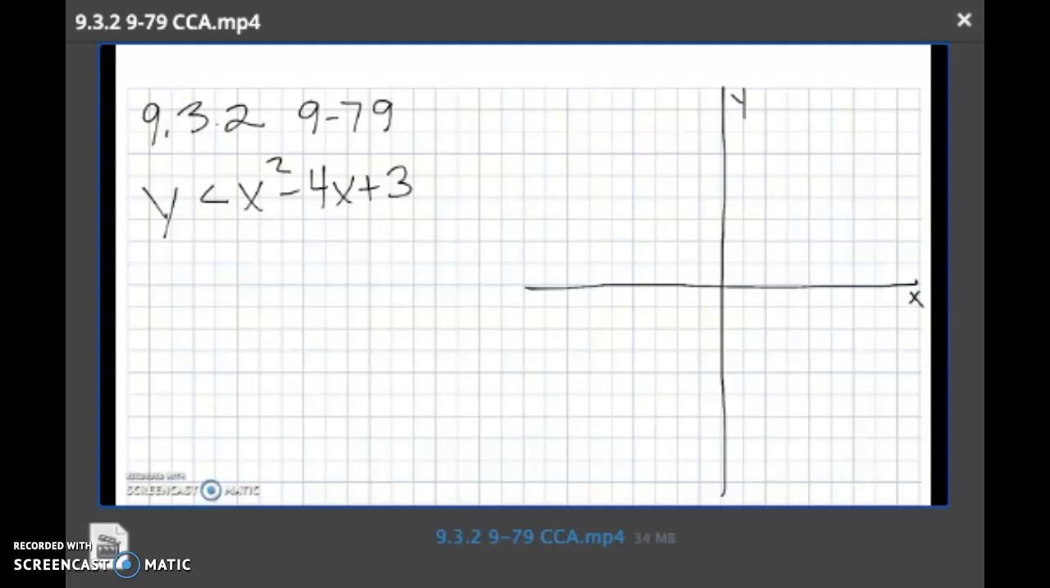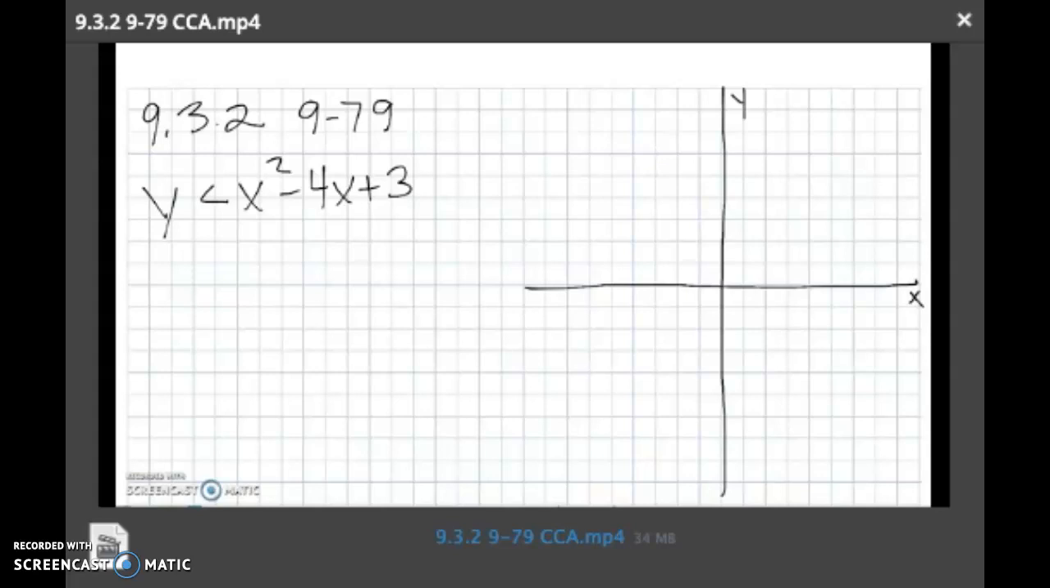Okay, now we're still looking at graphing inequalities with two variables, but this time we no longer have a linear inequality. We've got y is less than x squared minus 4x plus 3. And so we know that this looks like a quadratic equation, but it's an inequality. So the first thing we have to do is graph our boundary line. We have to figure out what this parabola would look like, and then we need to decide what side of the parabola to shade.